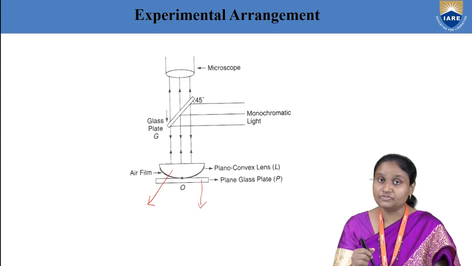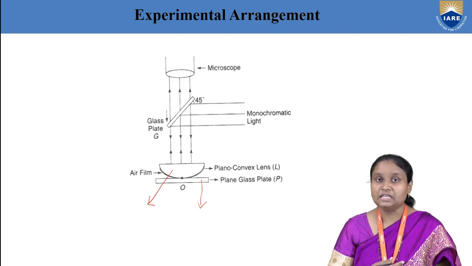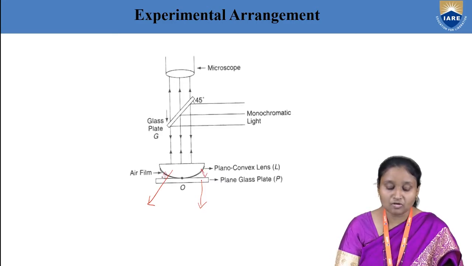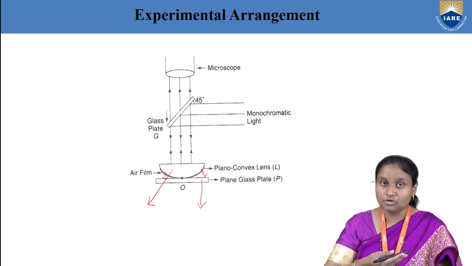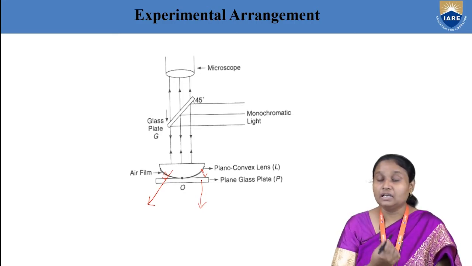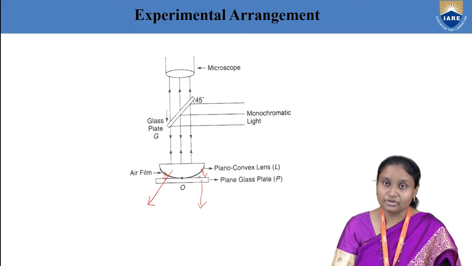If you keep this setup, the plano convex lens and the plain glass plate, in open air, obviously the area formed below the convex surface of the lens and above the top of the plain glass plate will be filled by air. So here there will be formation of an air film.